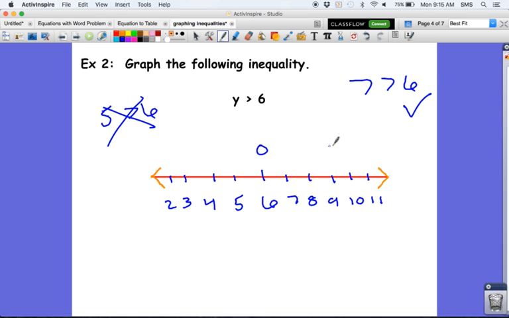8 would be a solution. 9 is bigger than 6. 10 is bigger than 6. So all of these numbers to the right are bigger than 6. So that means for my inequality, I do an open circle on 6, and then draw a line to the right showing that all of these values would satisfy this inequality.